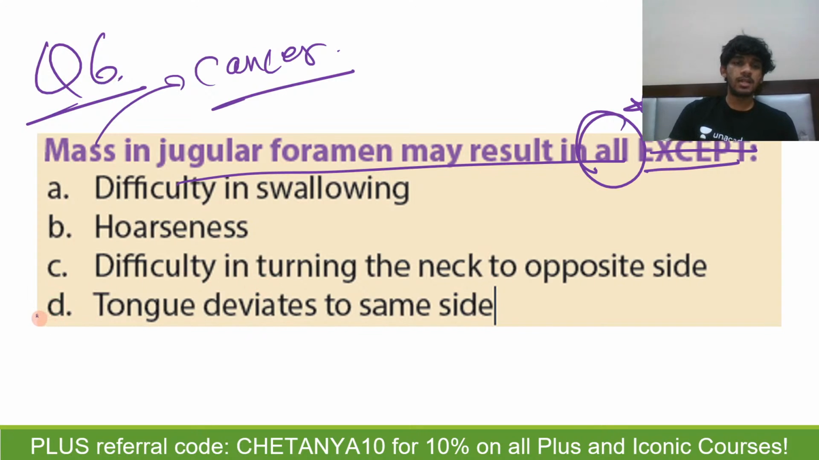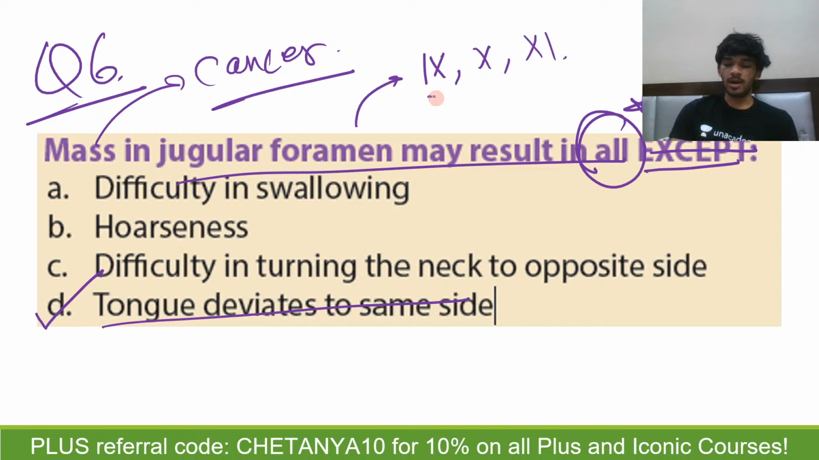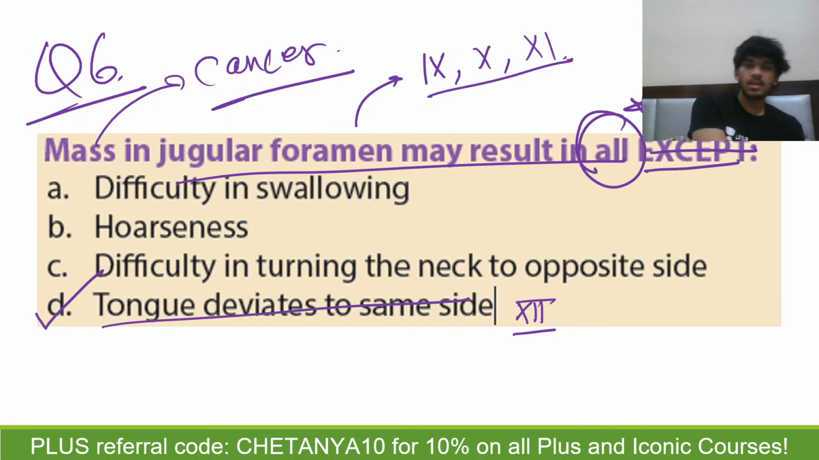The answer is the tongue deviates to the side. Why? Because the jugular foramen, remember, has the ninth, 10th, and 11th nerves which pass through it. The tongue is supplied by the hypoglossal nerve, है ना? And the hypoglossal nerve passes through which foramen? It passes through a foramen of its own. It has a hypoglossal canal. Okay, it passes through the hypoglossal canal.